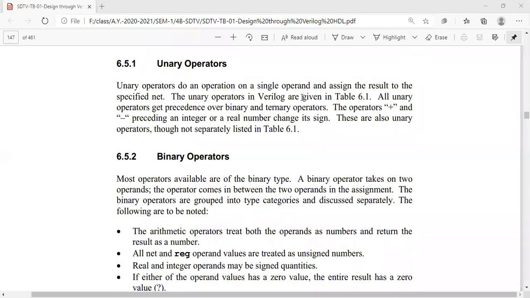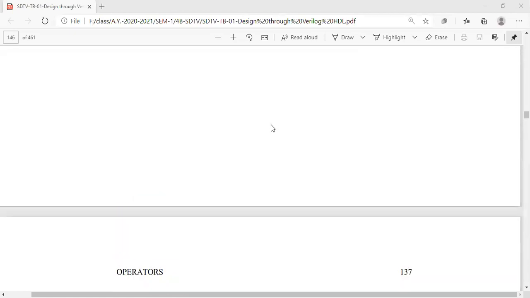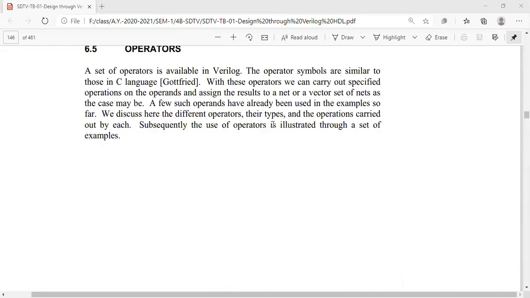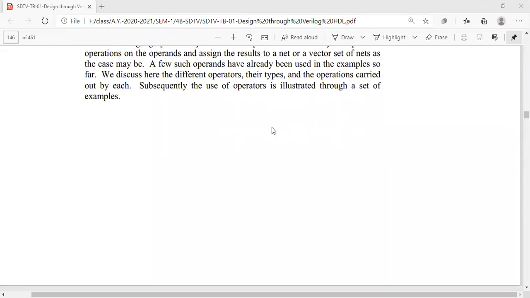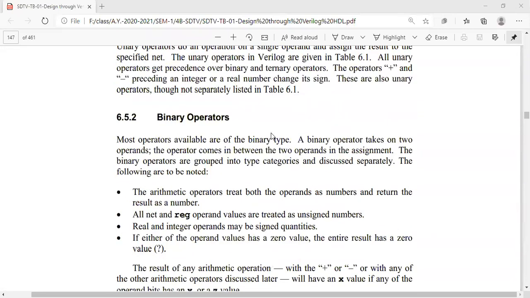Good morning, class. In today's class, we are going to discuss the operators. We already had some introduction regarding these operators. First we have unary operators, binary operators, and ternary operators.